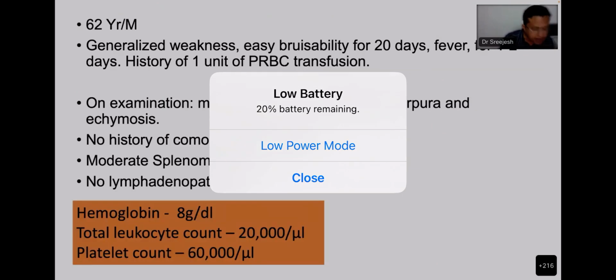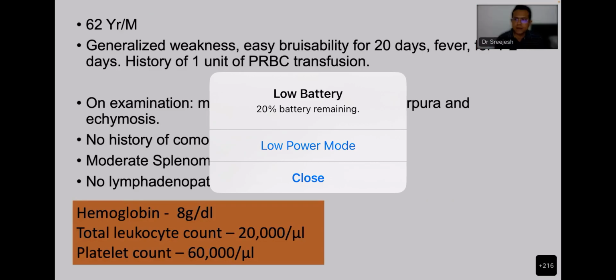Case 4. Kailash. 62-year-old male, present with generalized weakness, easy bruisability for 20 days, fever for 1 to 2 days, history of 1 unit PRBC transfusion. On examination, mild pallor, bony tenderness, purpura, and ecchymosis. No history of comorbidities, moderate splenomegaly, no lymphadenopathy.